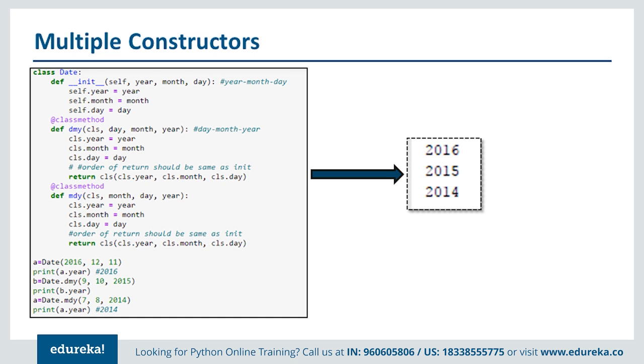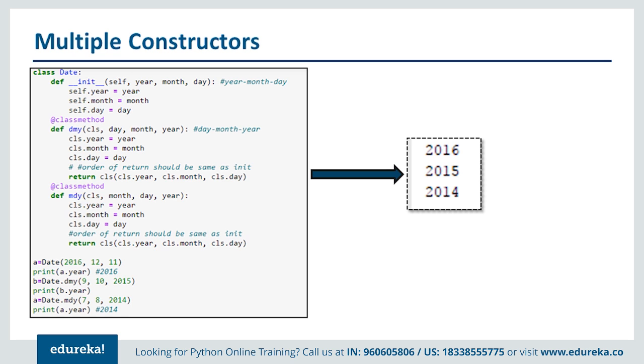Similarly, if we don't want to go for the constructors, we can go for other class methods. In this case I am saying b is equal to date.dmy, and in there I am giving the value called day as 9. Now you can see that the parameters themselves are different. The position of the parameters is different here.